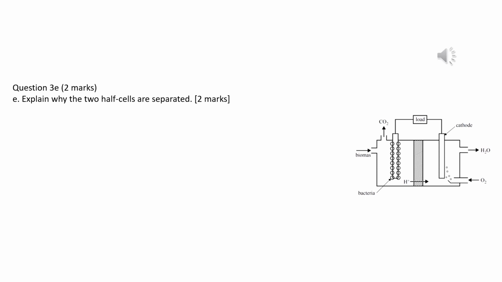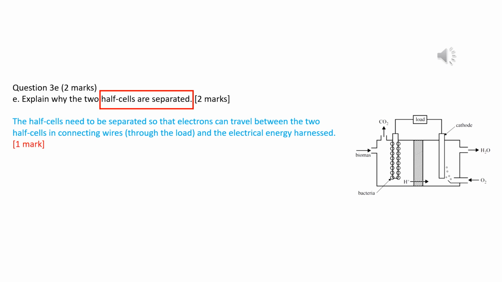Half cells must be separated in any galvanic cell because the redox reaction transforms chemical energy into heat if half cells are mixed. Another reason is that it keeps oxygen gas away from the cathode. Acceptable responses included the following. The half cells need to be separated so that electrons can travel between the two half cells in connecting wires through the load and the electrical energy harnessed.